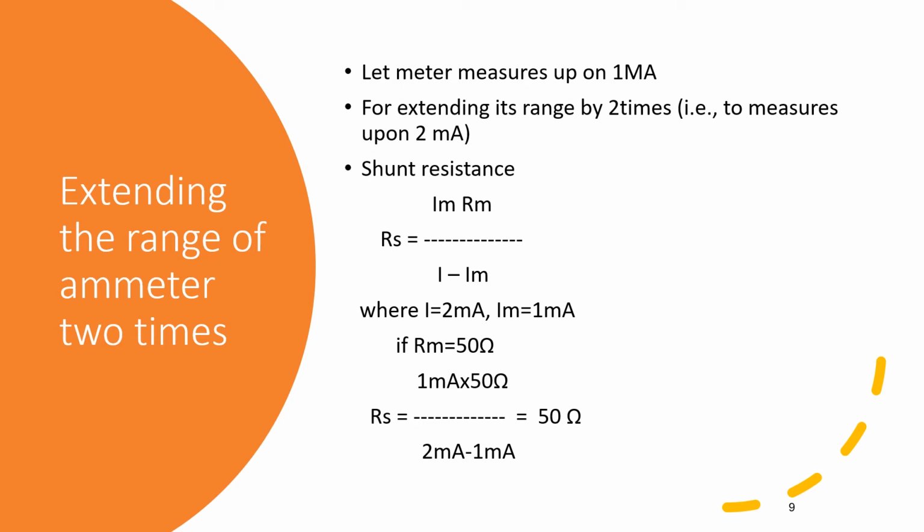So, if Rm, the meter resistance, is 50 ohms, Rs, the resistance to be connected in shunt, can be calculated as already we have seen, the formula Im Rm by I minus Im. It is given as 1 milliamp into 50 ohms divided by 2 minus 1. You will get 50 ohms. So, if you connect a 50 ohm resistor across the meter, the 1 milliamp range ammeter can be used to measure current up to 2 milliamps.